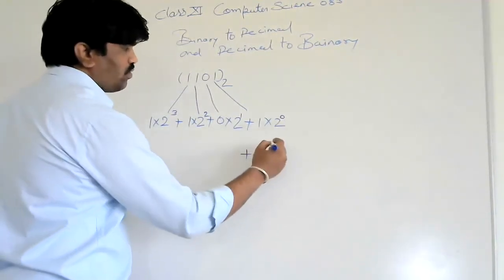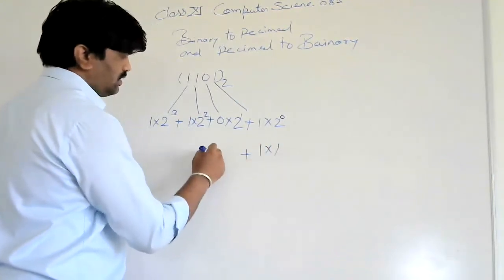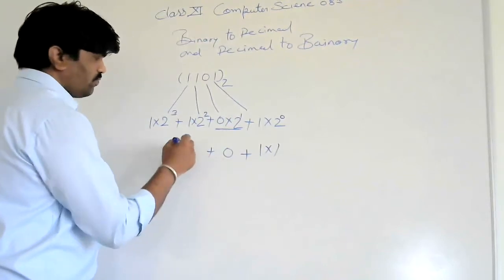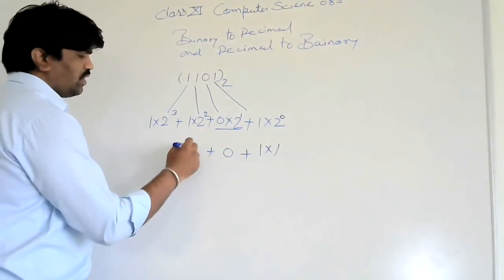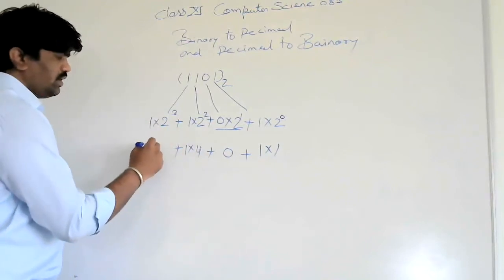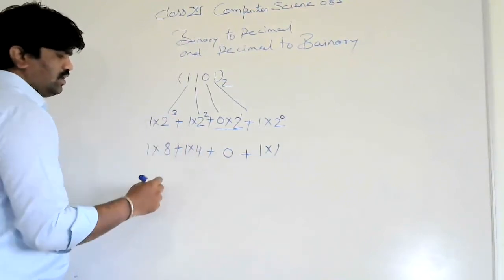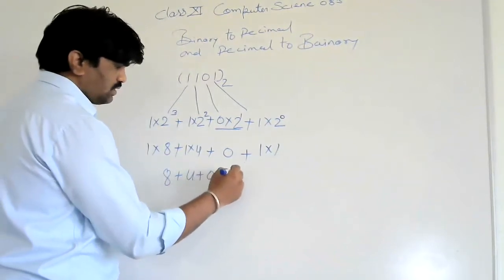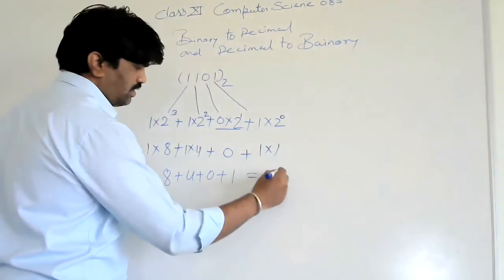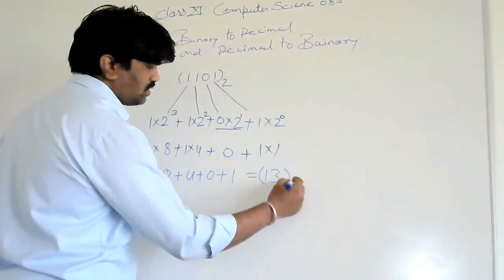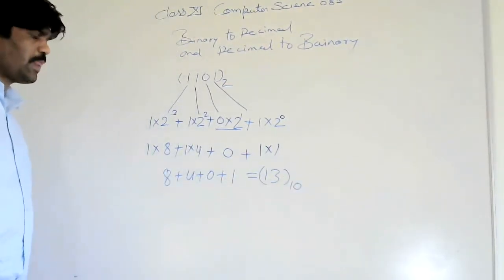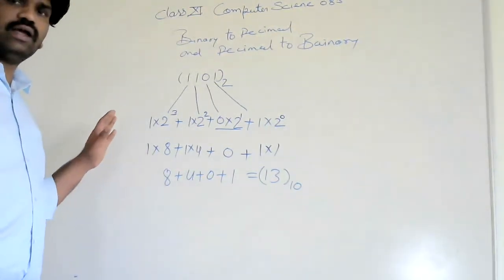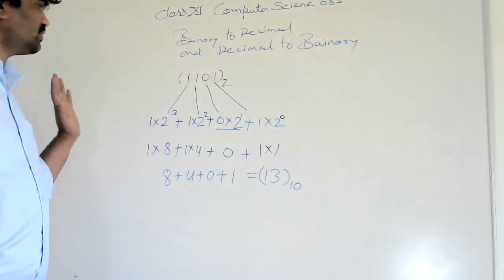2 to the power 0 means 1, so 1 into 1. 0 into 2 to the power 1 becomes 0, because 0 multiplied with any number becomes 0. Then 1 into 2 to the power 2 means 1 into 4. Then 1 into 2 to the power 3 means 8. Now 8 plus 4 plus 0 plus 1 becomes 13. This 13 is your decimal number. So this is the simple process by which we can convert a binary number to a decimal number.